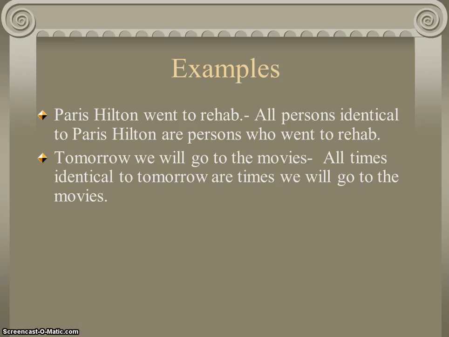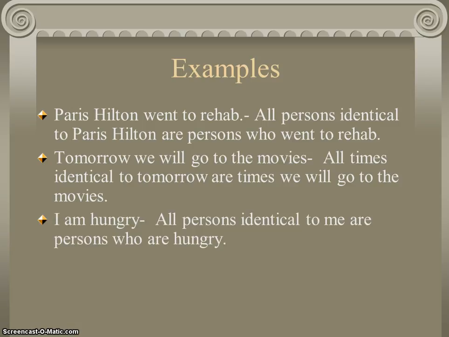"Tomorrow we will go to the movies": all times identical to tomorrow are times we will go to the movies. Once again, we have to keep things in order, so make sure you think of it in terms of order. "I am hungry," so therefore, all persons identical to me are persons who are hungry. Once again, we're taking the singular and turning it into a category. It's not Paris Hilton, but it's all people identical to Paris Hilton. Not the easiest thing to do, so keep that in mind. With singular things, we turn them into groups.